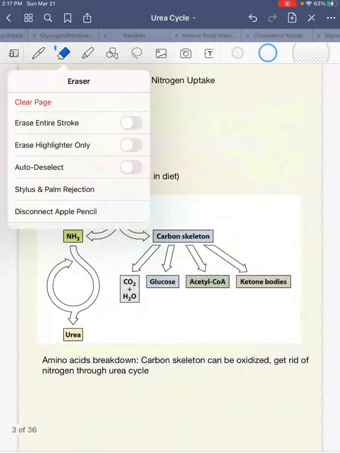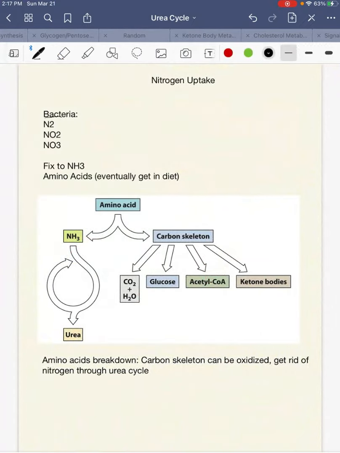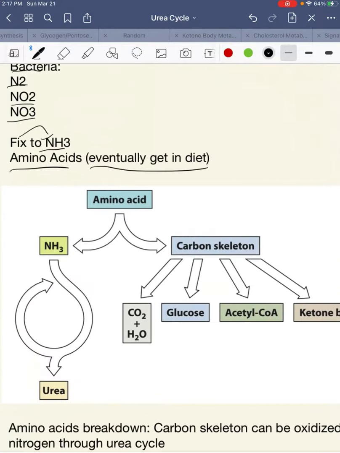Okay, so nitrogen uptake. Remember, bacteria take N2, NO2, and NO3, sorry, and then they fix the nitrogen and send it to plants, and then plants are able to put those in forms that we mammals can use. So it's eventually fixed to NH3. Eventually, this will end up in amino acids, which we get from our diet. So the amino group goes into the urea cycle and is excreted, and then the carbon skeleton can be used to make energy for the cell.